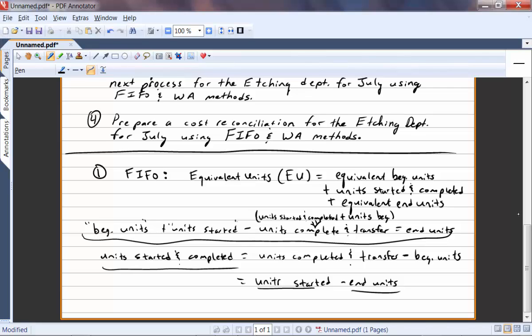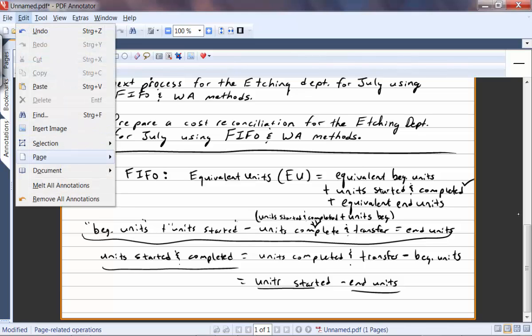So, there's a formula for units started and completed that you can put here. Units started minus ending, and then plus the equivalent ending units. So if we add these three up, we get the equivalent units for FIFO.